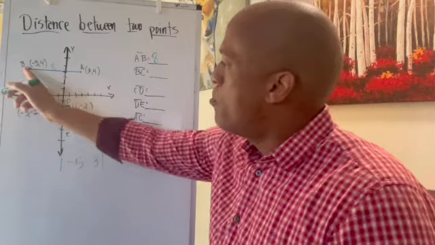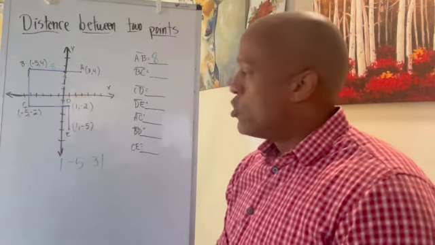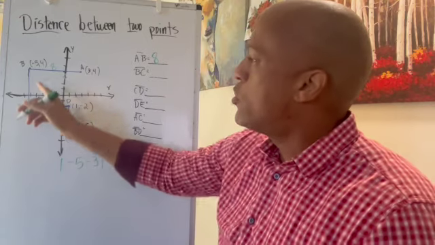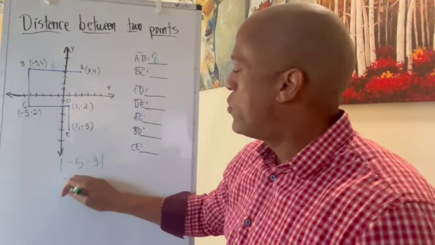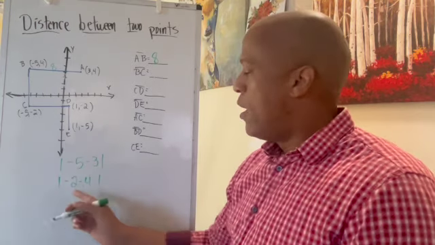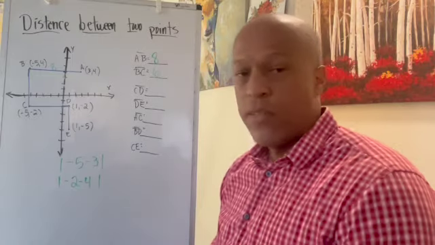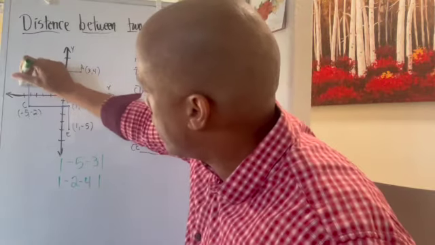And then we need B to C. The -5s are the same, so I need the distance between -2 and 4. So -2 minus 4, again, always positive signs, and I'll end up with -6 or +6. And there we have that. So I'll put my little 6 there.